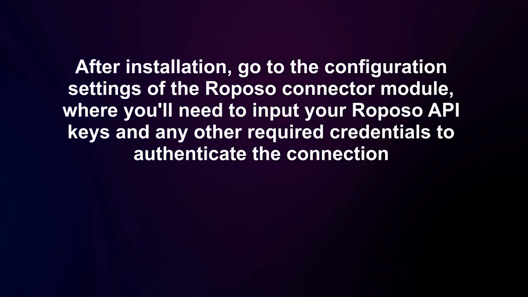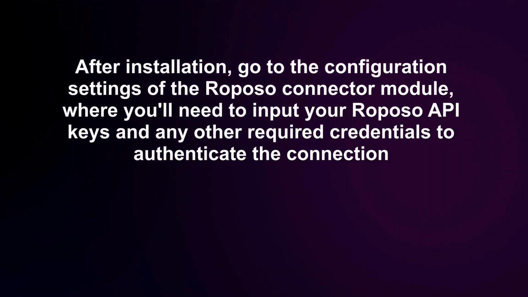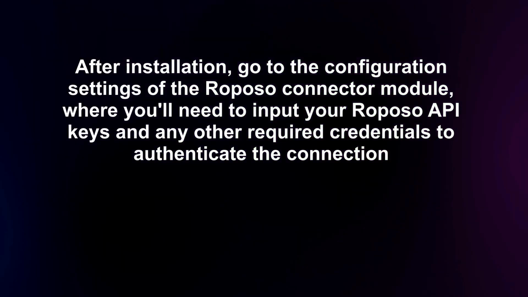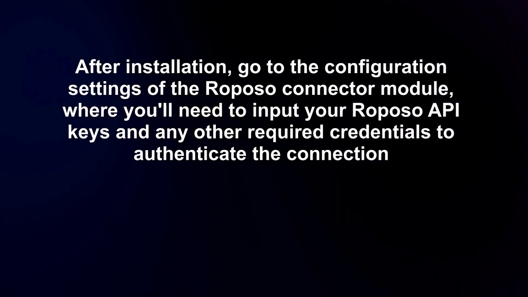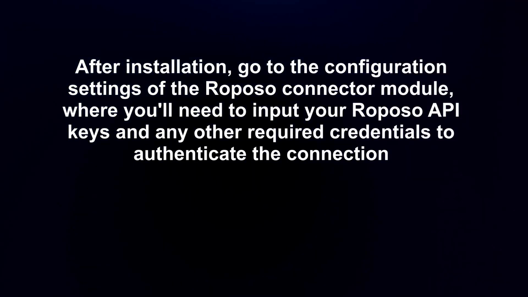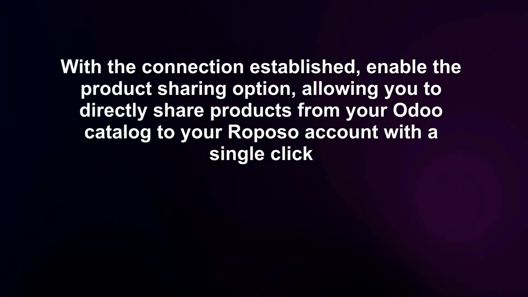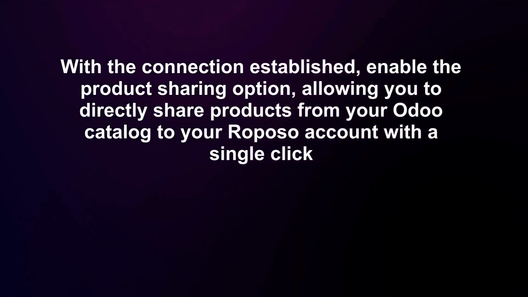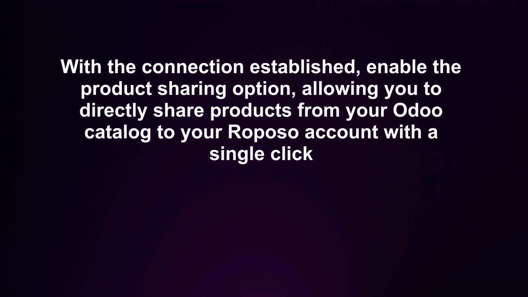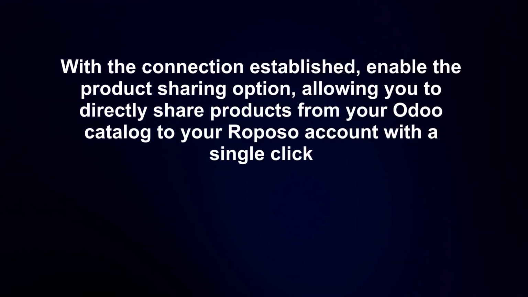After installation, go to the configuration settings of the Roposo connector module, where you'll need to input your Roposo API keys and any other required credentials to authenticate the connection. With the connection established, enable the product sharing option, allowing you to directly share products from your Odoo catalog to your Roposo account with a single click.